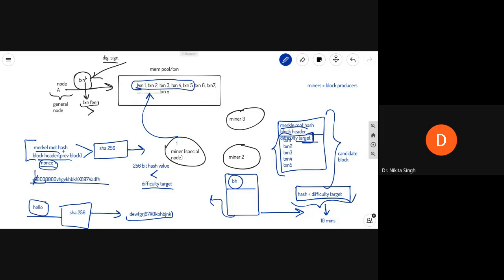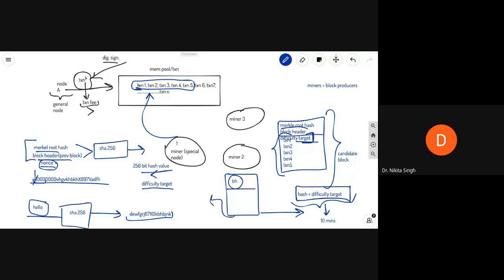You will have to pass this input through your hash function millions and millions of times in order to get a hash which is smaller than the difficulty target. And if you find a 256-bit hash value which is less than the difficulty target, then you have found the next Bitcoin block.